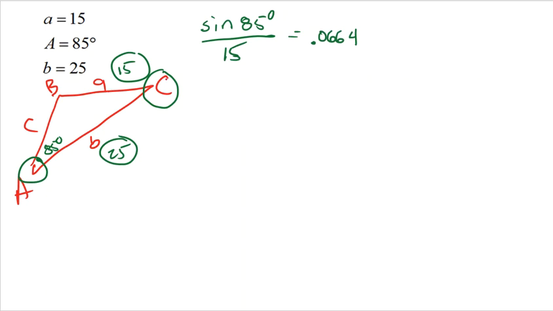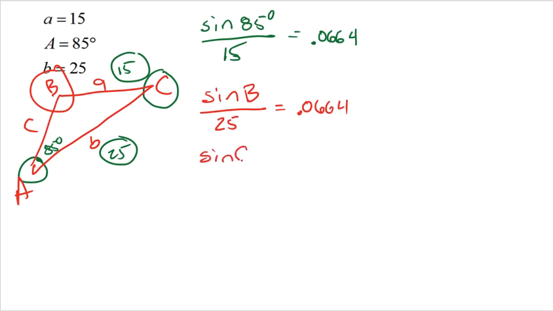Now, I can't find angle C right away, because I don't know little c, and I don't know big C. Do not you dare try to use the Pythagorean theorem. That only works on right triangles. The only thing I could actually find right now is angle B, because of the law of sines: sine of big B divided by 25, little b, is going to be that same magic ratio. This is true for C as well: sine of big C, which I don't know, divided by little c, which I don't know, equals 0.0664. That's why I can't do anything with C yet, because I need to work on B first.